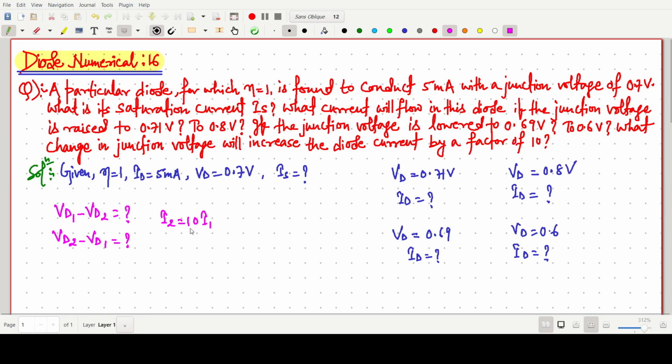So I2 equals 10 times I1, so VD2 will be higher. Better to take this one: we have to find this change VD2 minus VD1, which will cause an increase in the diode current by a factor of 10. So this is the other part. These are the things we have to find: VD2 minus VD1, where the diode current is increased by 10 times of I1. So what should be the change in the junction voltage? First we have to start with this portion.